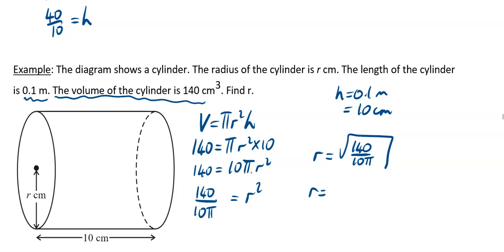What you should have is square root of 140 over 10 pi, press equals, and what you should get is 2.1110041123, which is 2.11 centimeters to 2 decimal places.